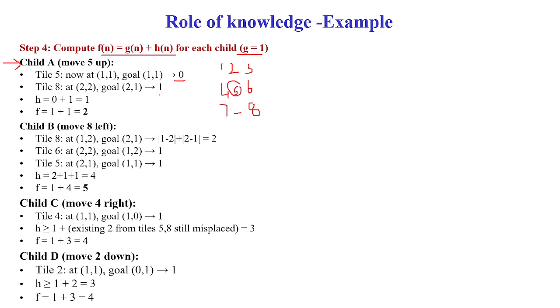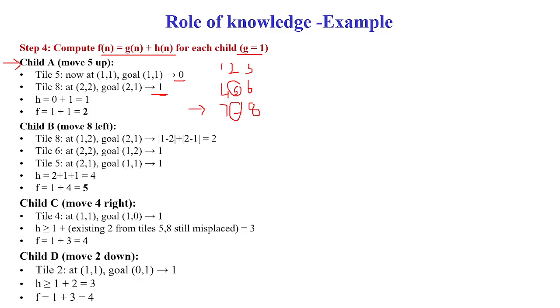But tile 8 is misplaced. Its goal is actually row 2, column 1 here. The goal is here for 8. So the difference is 1. Okay. So your h of n is 0 plus 1, that is 1. Already you know g is 1. So f of n will be 1 plus 1, that is 2.